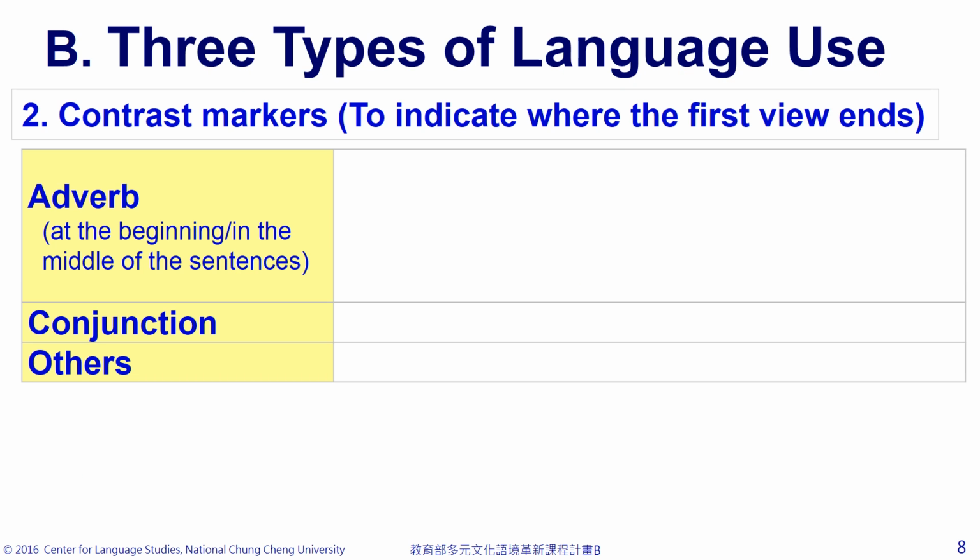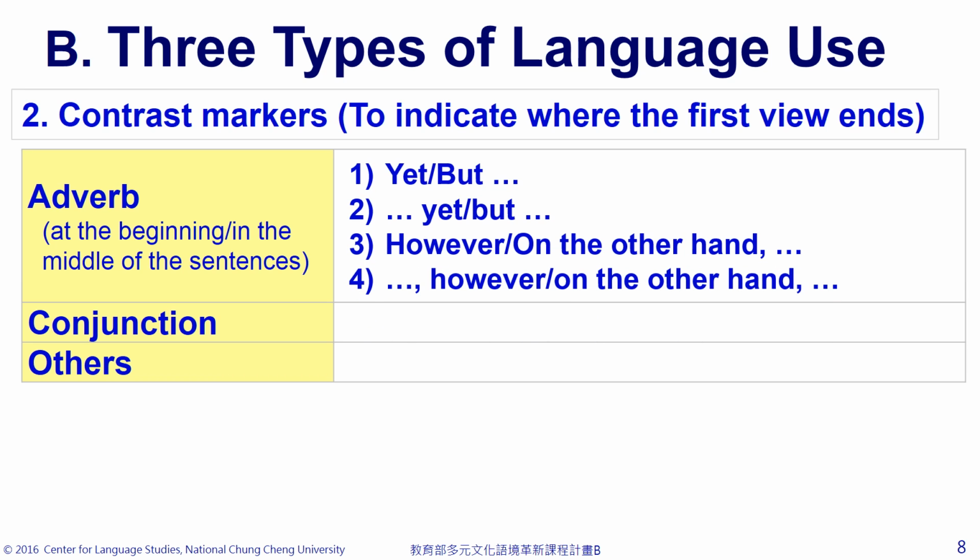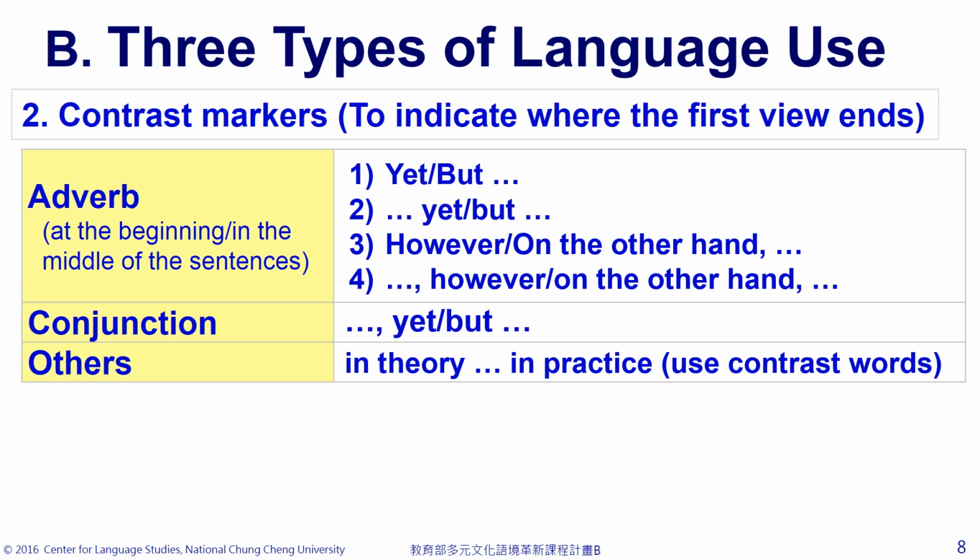Next, to indicate where the first view ends, we can use different parts of speech as contrast markers. For the adverbs yet, but, however, and on the other hand, they can be put at the beginning or in the middle of the sentences. Yet and but can also be used as conjunctions. Moreover, words in contrast can be used too.